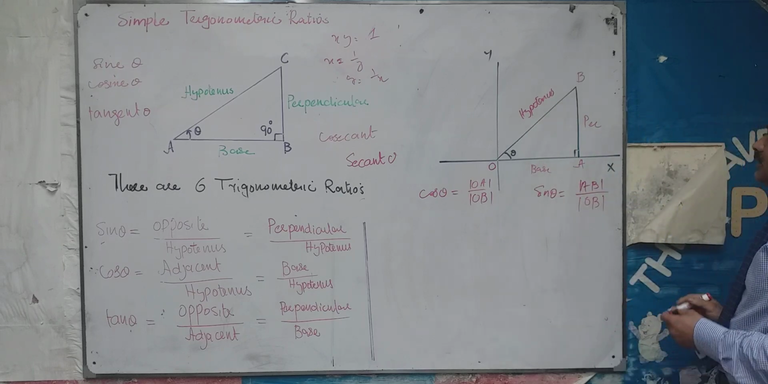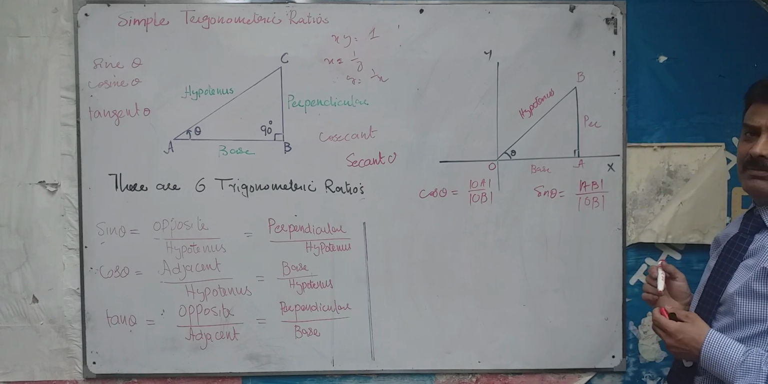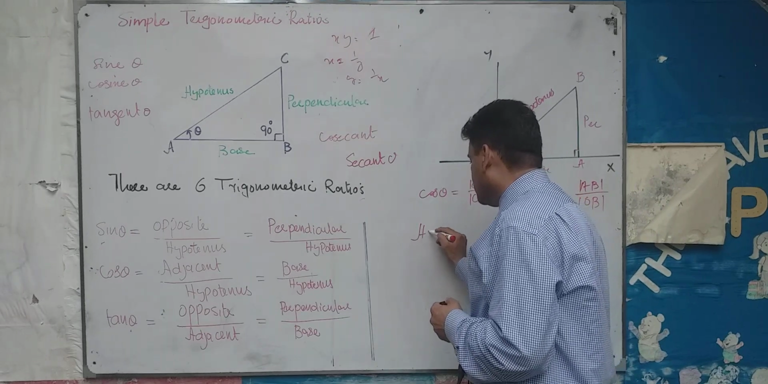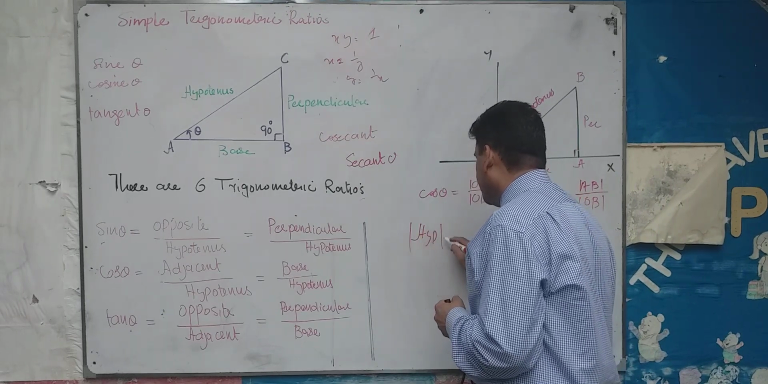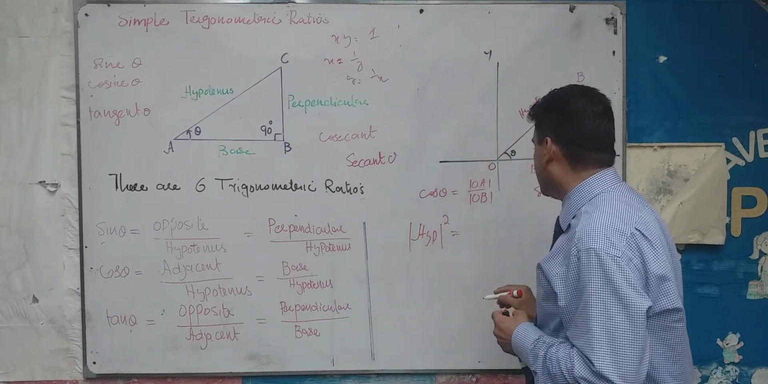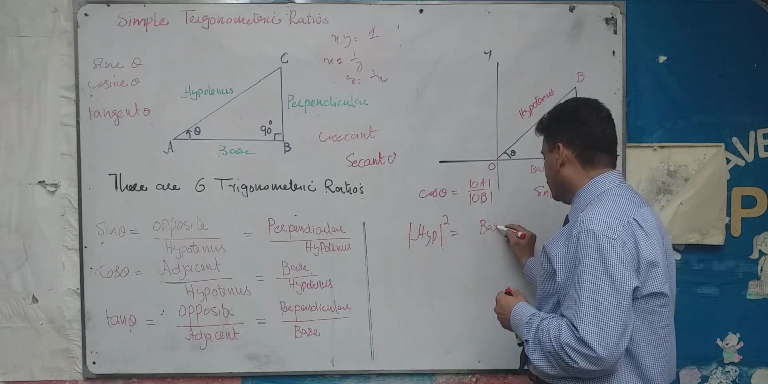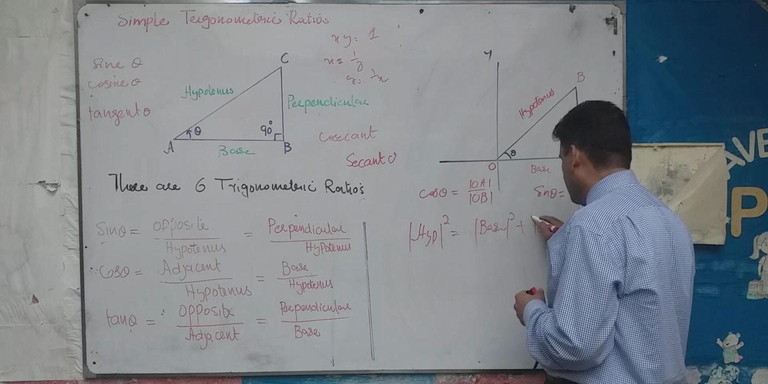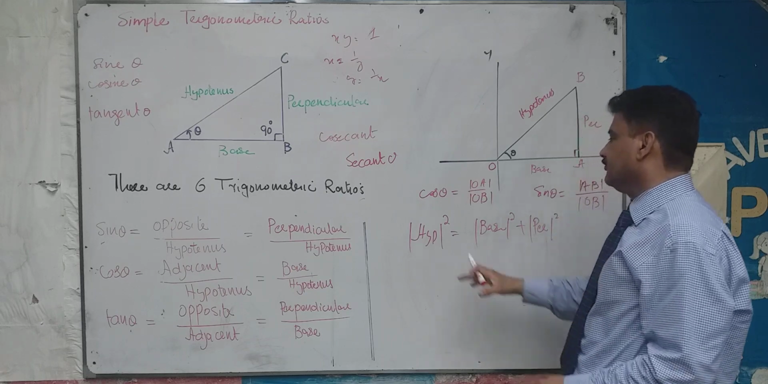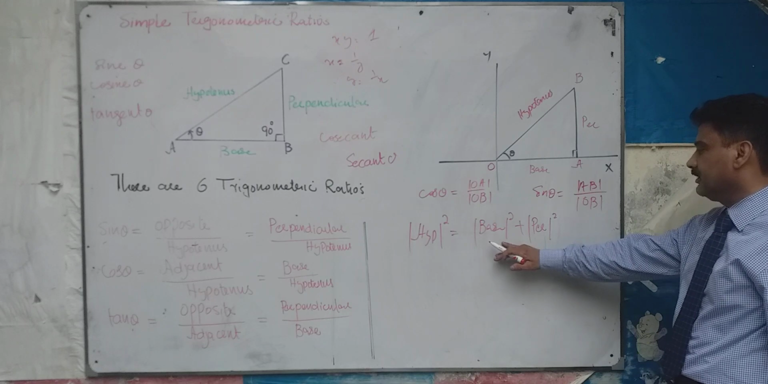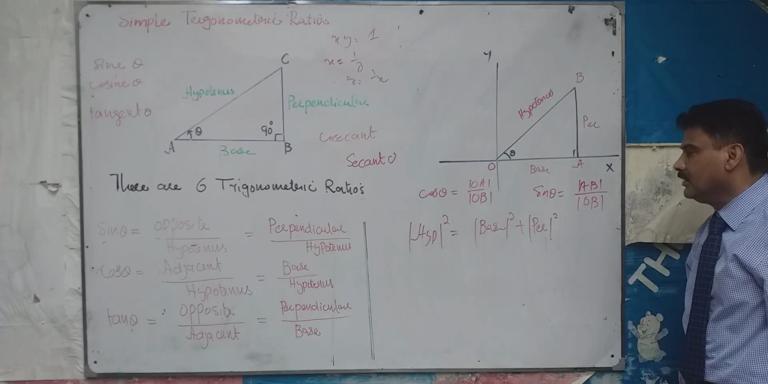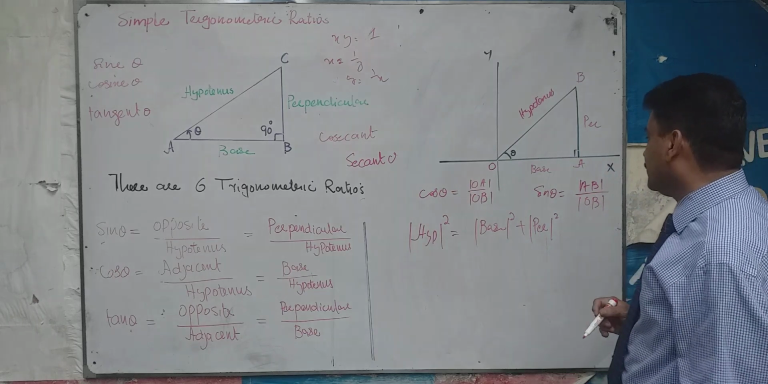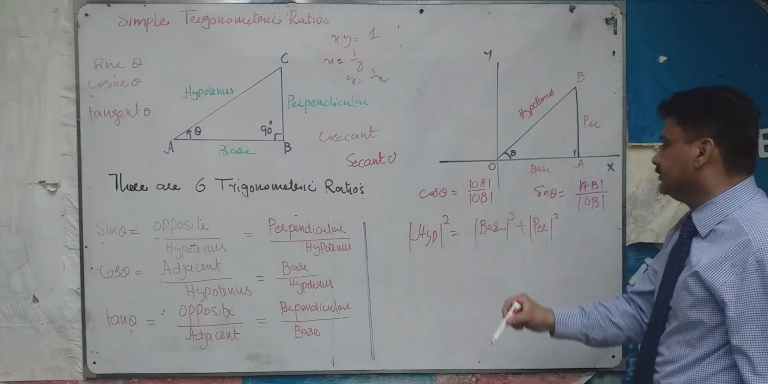You know, in a right angle triangle there is a very famous Pythagoras theorem. We write the square of the hypotenuse is equal to the square of the base plus the square of the perpendicular. We call it the Pythagoras theorem. The square of the hypotenuse means the square of OB.